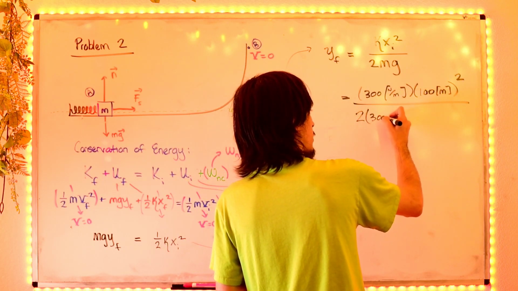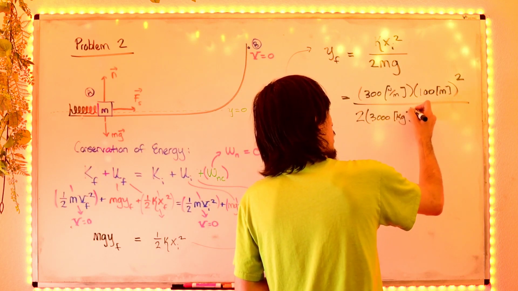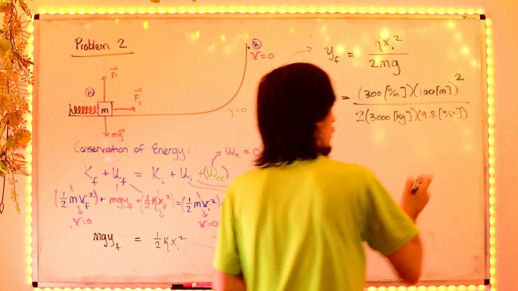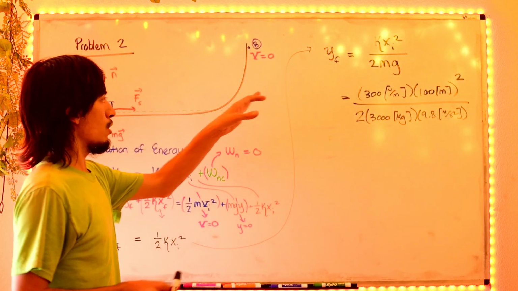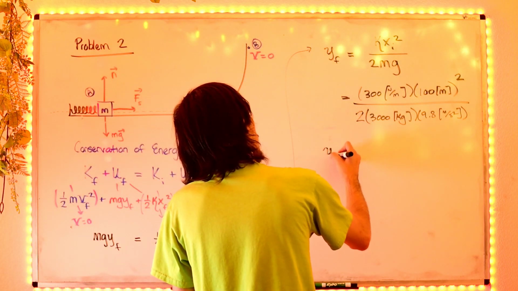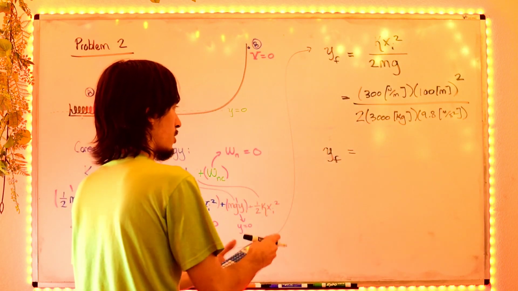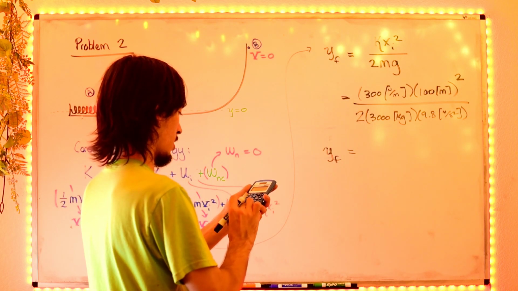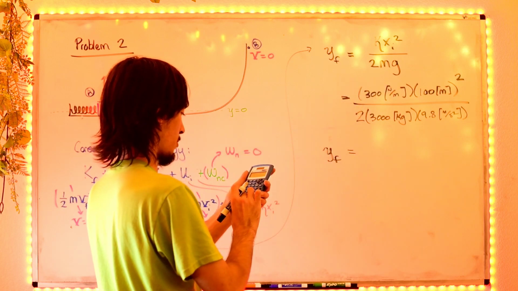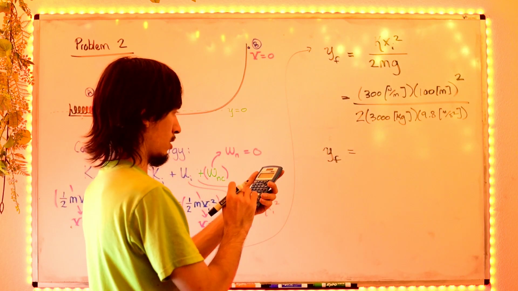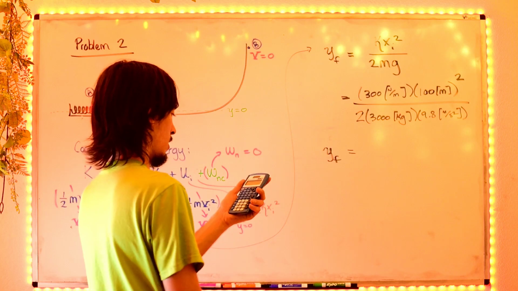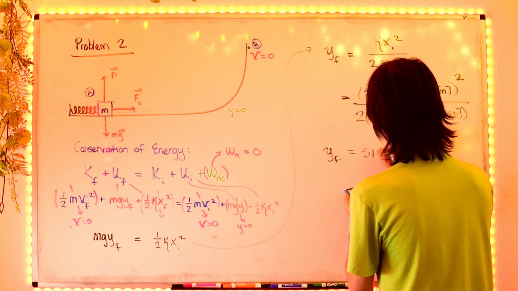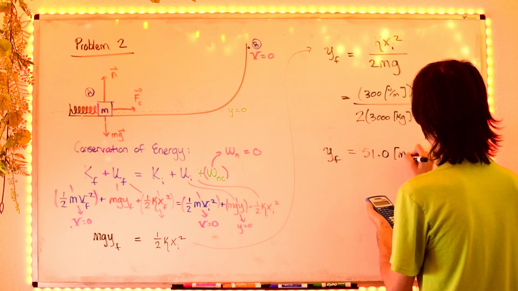Mass of the cart is 3,000, and g is 9.8 meters per second squared. Okay. So plug all those values in, and we'll get the value for y final, which in this problem we find to be, so do the bottom, and then multiply across the top, 100 squared, and we get 51.0 meters.